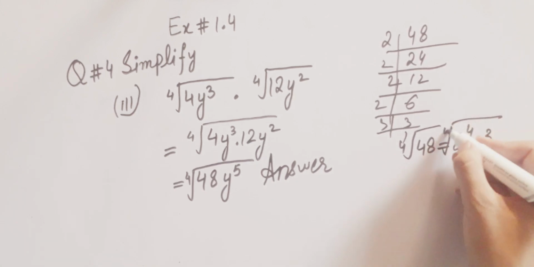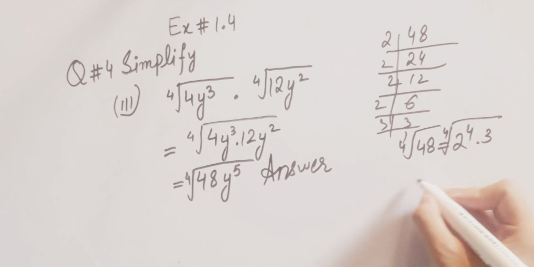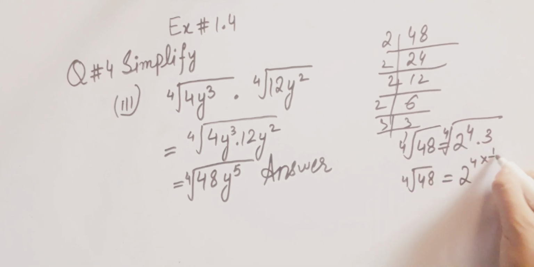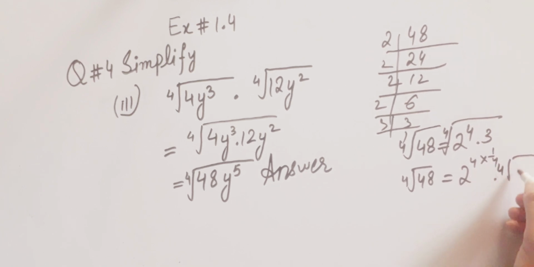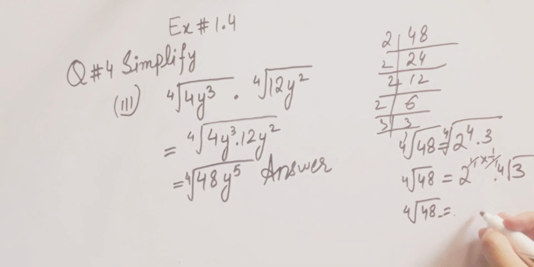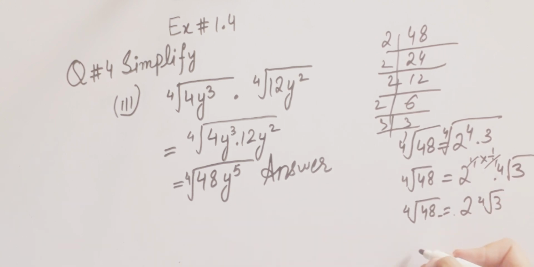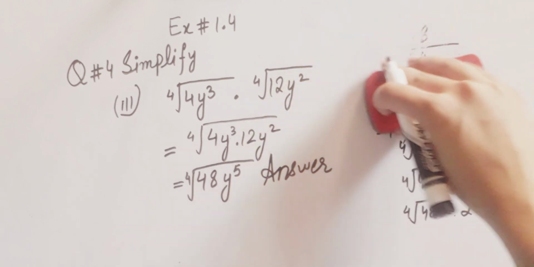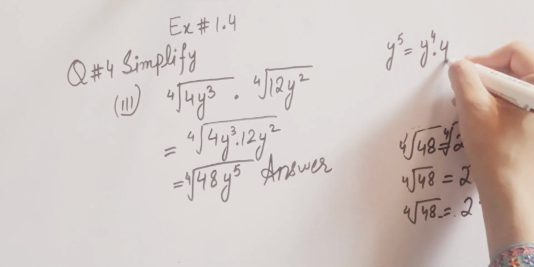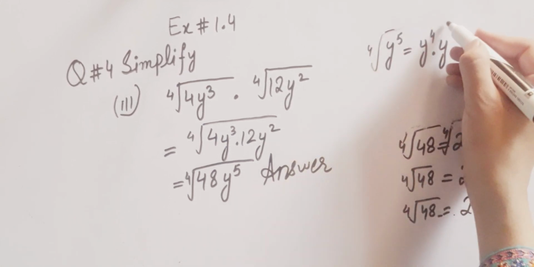So when we have this, we can write 4 into 48 as 2 power 4 multiplied by 1 by 4 and the fourth root of 3. 3 can be written as the fourth root of 3. Just 4 will be cancelled by this 4. We have the fourth root of 48 equal to 2 times the fourth root of 3, and y power 5 can be solved easily by this method: y power 5 can be written as y power 4 multiplied by y, by applying the fourth root on this.